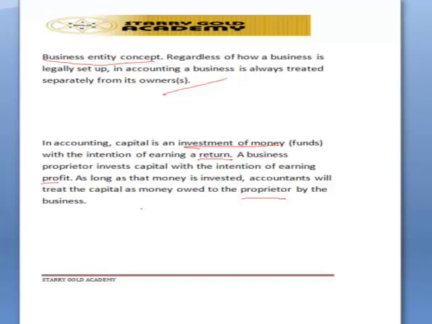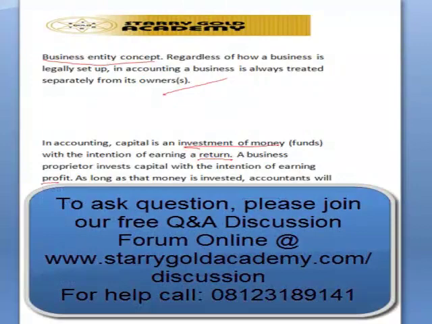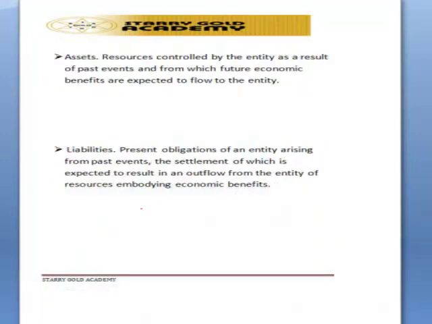Now let's quickly look at the components of the accounting equation: assets and liabilities. We'll look at their recognition according to accounting standard IAS 1. This definition is based on IAS 1. So let's look at what assets are. Assets are resources controlled by the entity. Look at the word control. They must be controlled by the entity as a result of past events, and from which future economic benefits are expected to flow to the entity. This is what makes an asset an asset.